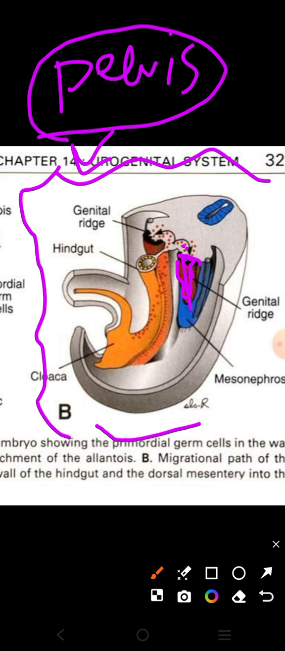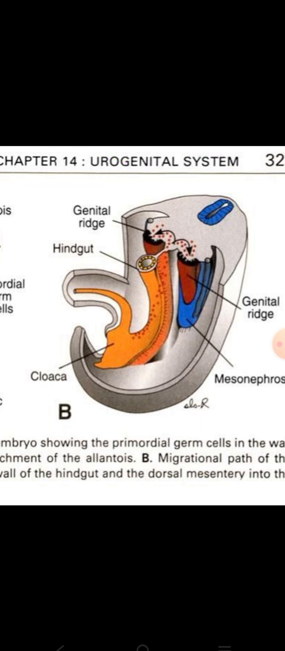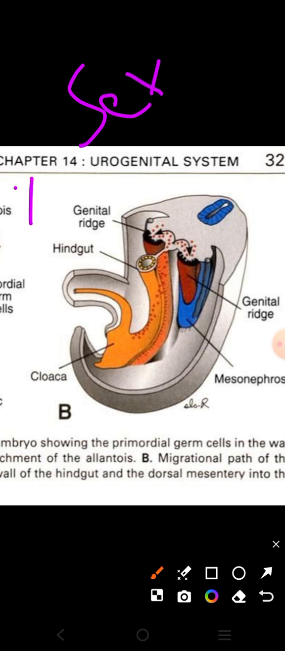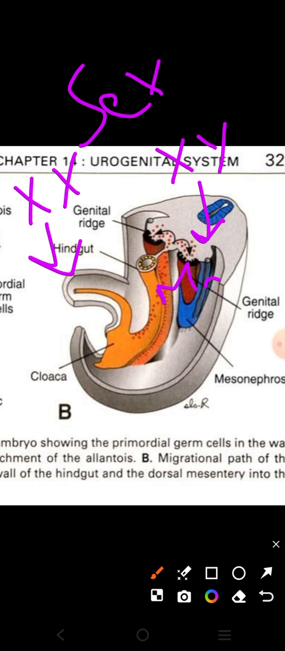Which factors tell us that the developing genital ridge will form ovaries or testes? Remember, this is a very important concept: sex determination mainly occurs at the time of fertilization or conception. So if a zygote has XX chromosomes, then it will obviously form the female or ovaries, right? And if the zygote has XY, then it will form the testes, or the male reproductive system features.